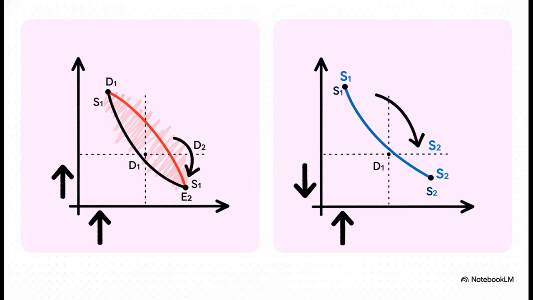Now, a really important takeaway for your exams is understanding what happens when things get shaken up. If demand for something suddenly goes up, both the price and the quantity sold will also go up. On the other hand, if the supply increases, maybe a new technology makes production cheaper, the price will actually fall, but the total quantity sold will rise.